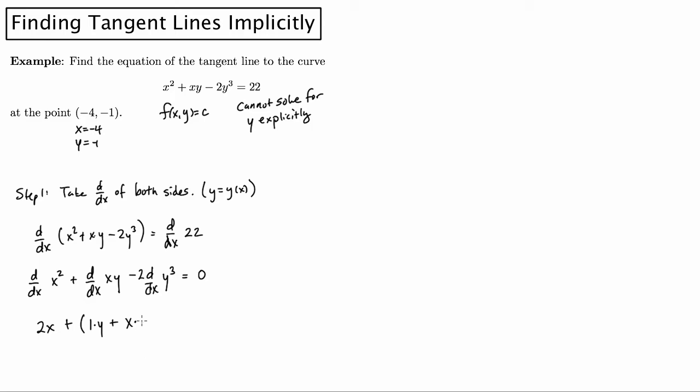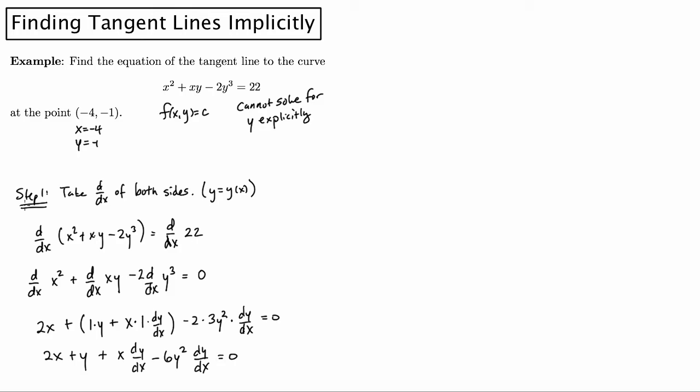So the derivative of y is 1 times dy/dx. That basically just says the derivative of y is y prime, which it is. And then over here we have minus 2 times the derivative of y cubed, which is 3y squared times, because of the chain rule, dy/dx. So let me simplify things a little bit here. All right, we've got it in a decent form, so that's pretty much the end of step 1.